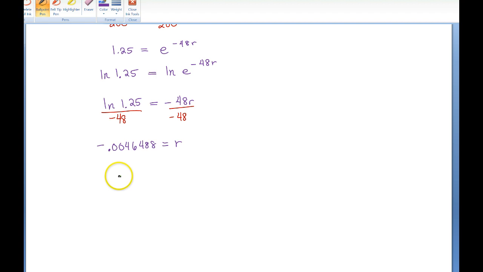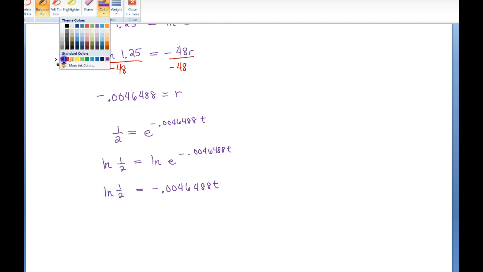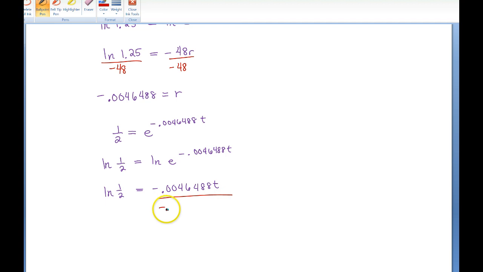We're still not finished because we want to do the half-life. So remember, half-life, we're going to get half of what we started with. So we want to figure out how long that's going to be. So I'm going to do ln of both sides again. And then I need to divide both sides by that big long decimal.